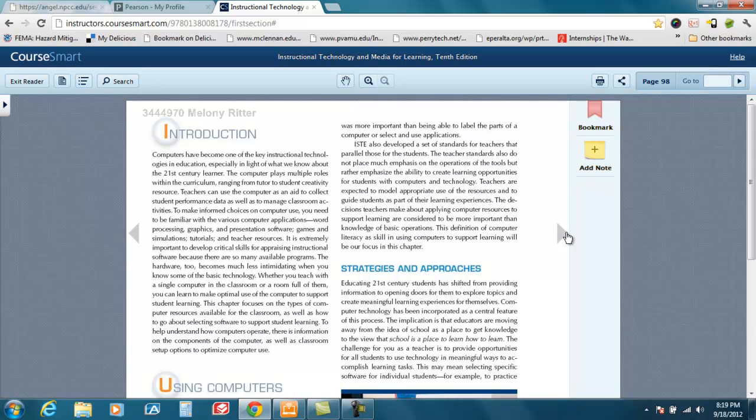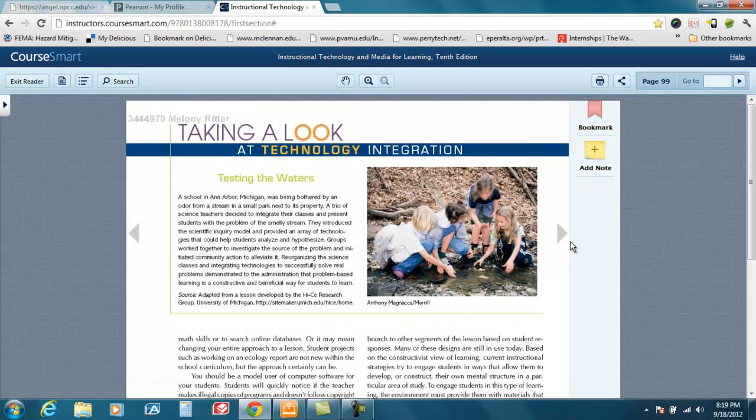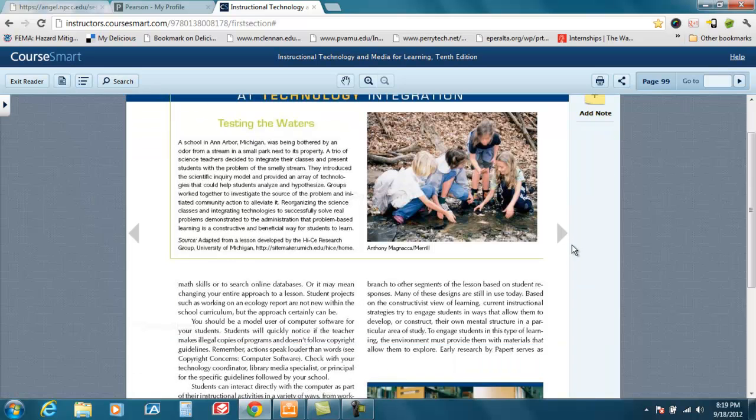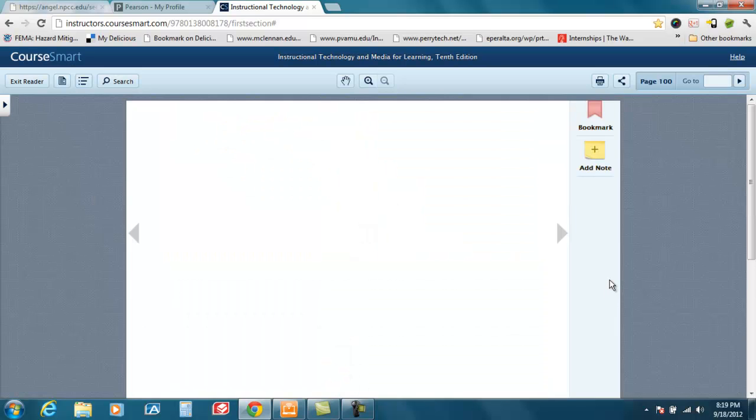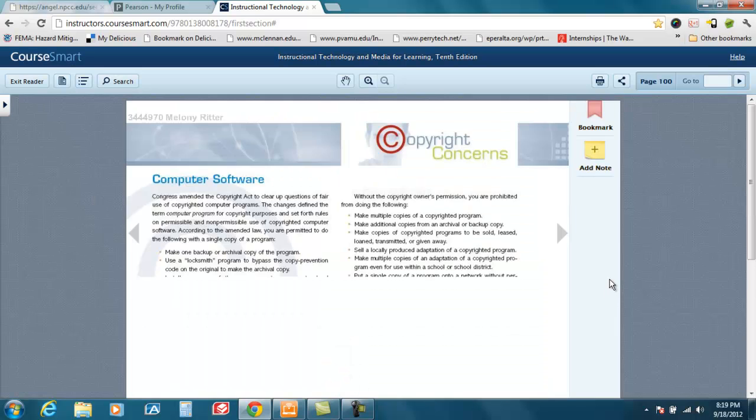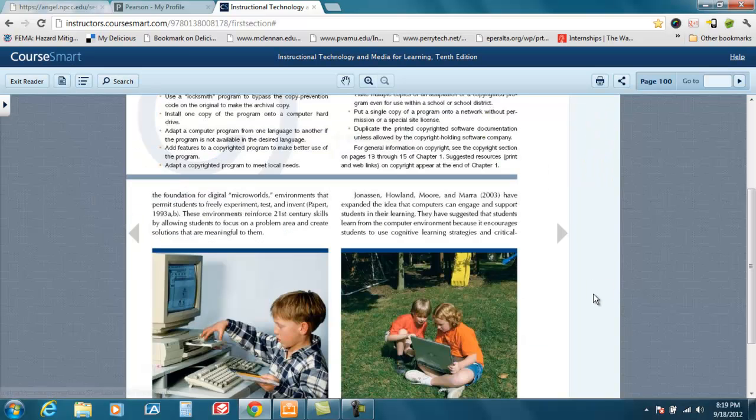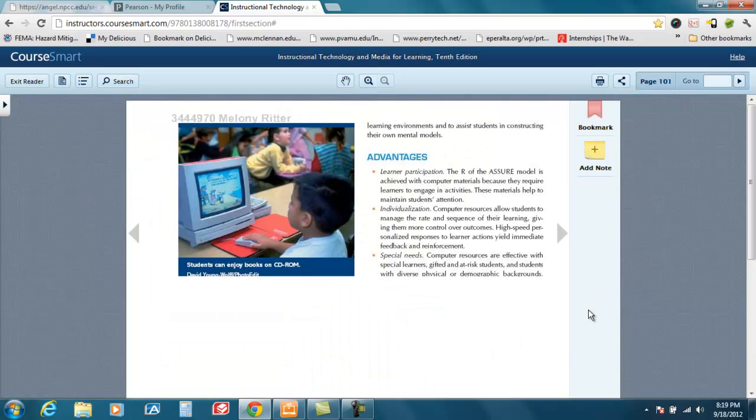If you look at the chart on the bottom of page 101, you'll notice a discussion about technology for diverse learners, and that is a good resource for some of you who are choosing to include different types of learners in your lesson plans. That is on the bottom of page 101.